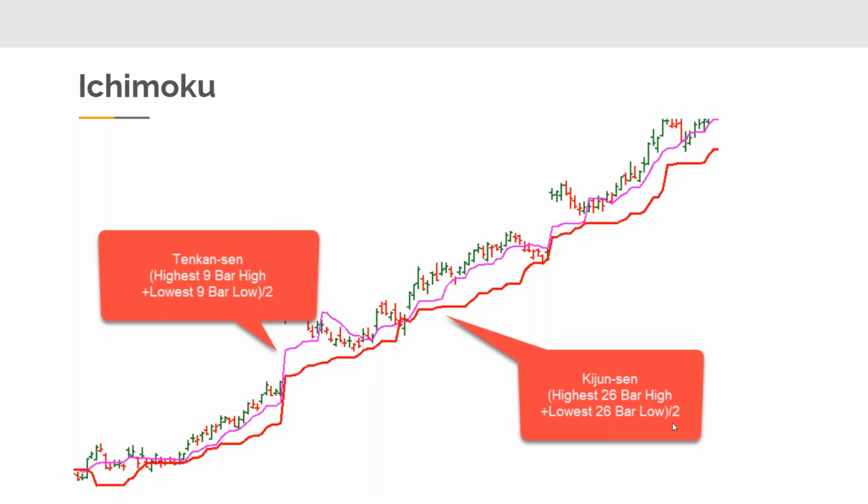Patricia, I was reading your comment. I like the magnet to the cloud for retracement.